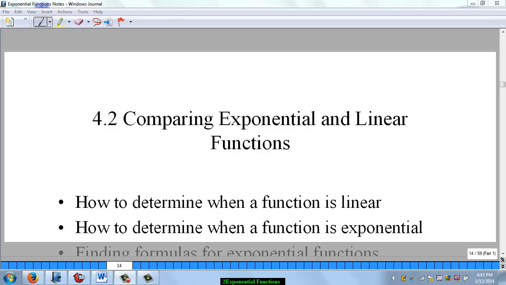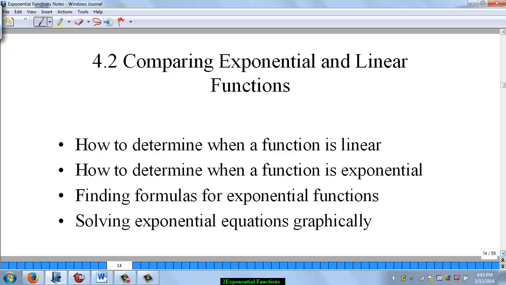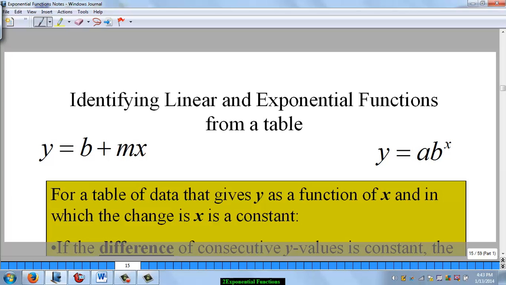Welcome back. We're going to compare exponential and linear functions now. And hopefully by the end of this you can see how we find formulas for linear and exponential functions. You are very familiar with linear. We've done this a ton of times, but now we'll be doing exponential. We'll be finding a lot of formulas and solving some equations graphically. So let's start with some comparisons.